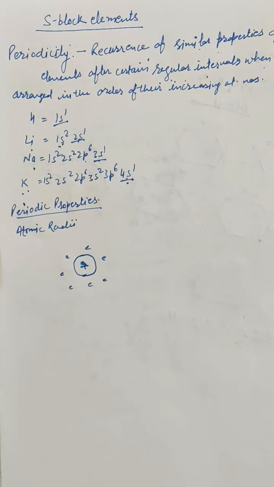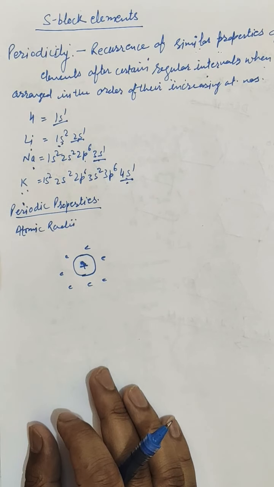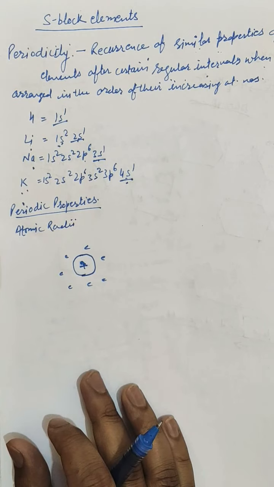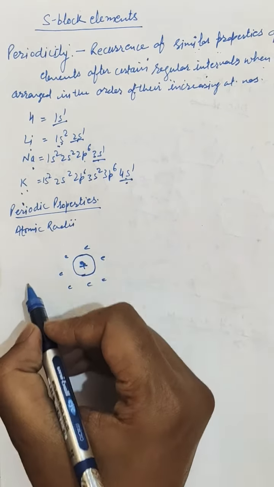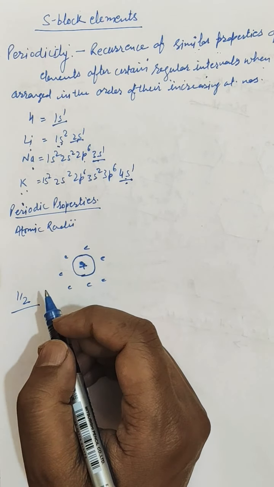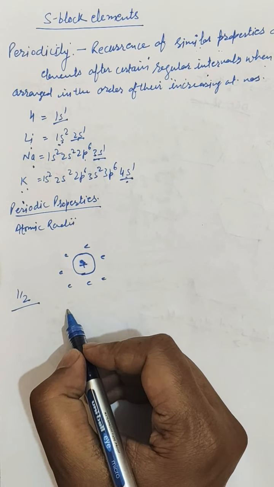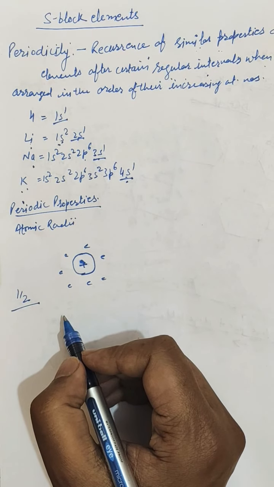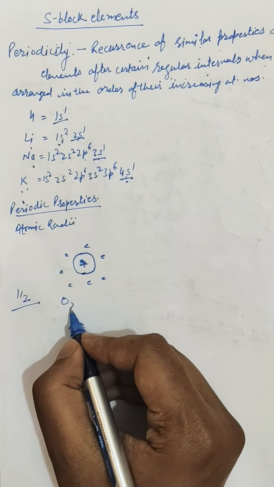First of all, we will take the covalent radius. What is covalent radius? The covalent radius is one half of the distance between the centers of the nuclei of two similar atoms bonded together in a molecule. So suppose there is a molecule of oxygen.